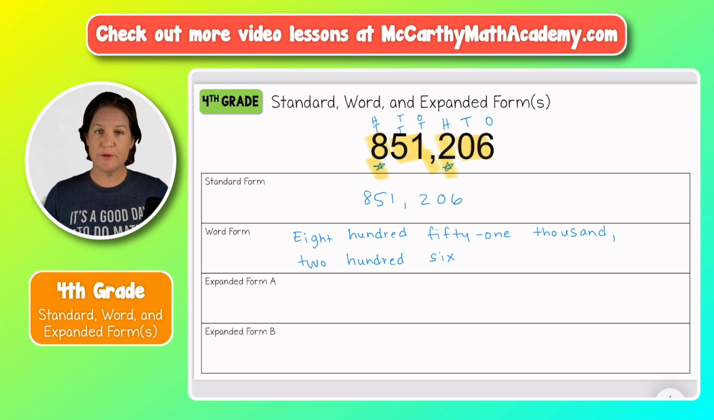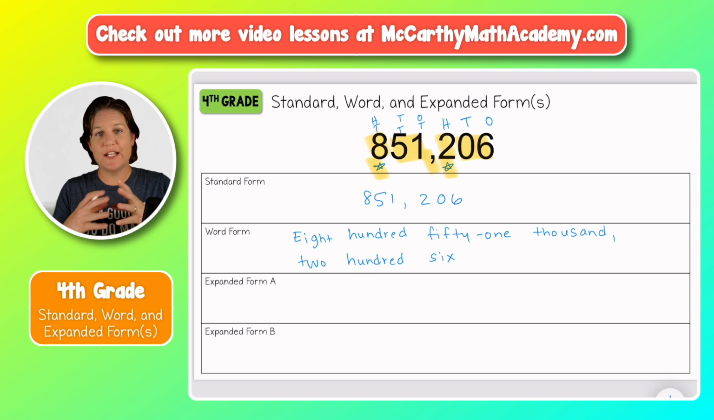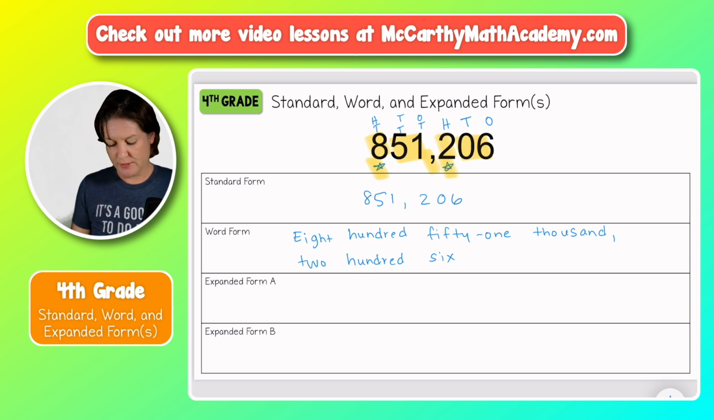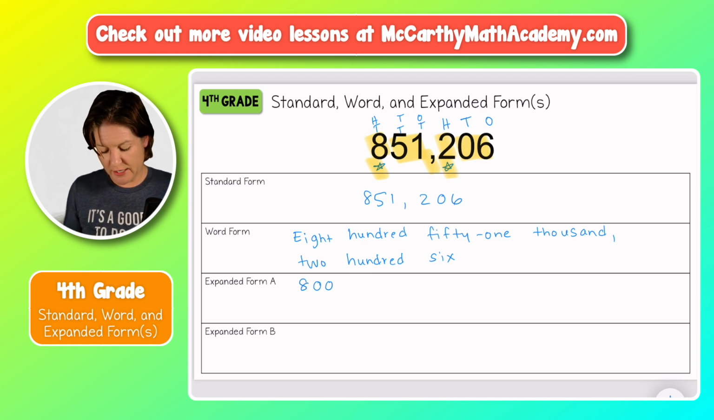Now for expanded form, you'll notice that I have 2 different ways that we're going to write it because you might see both ways. Calling it expanded form A and B is not the global way to refer to expanded form. It's just the way that I differentiate between the two. So for expanded form A, this is the more simple way to write expanded form. We're taking the value of each digit and expanding it out. So the first digit is 8. That digit 8 has a value of 800,000.